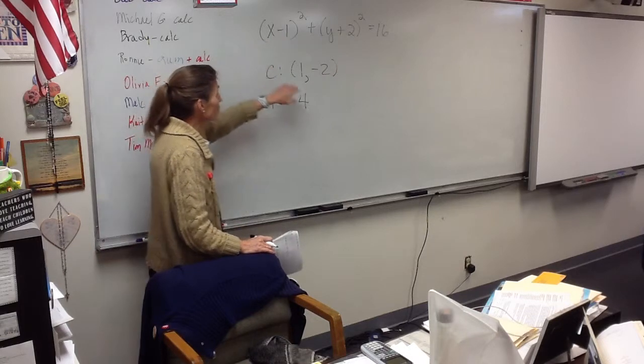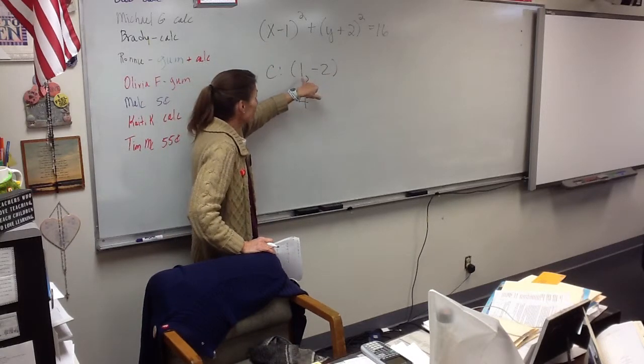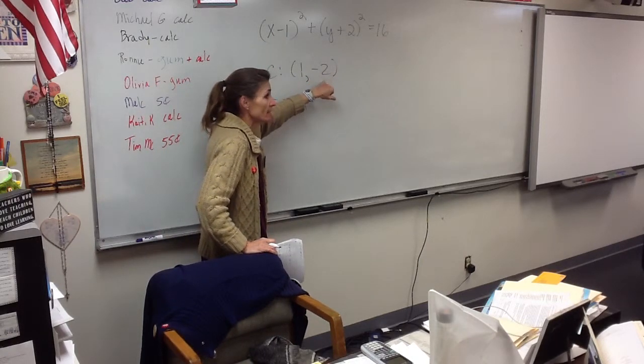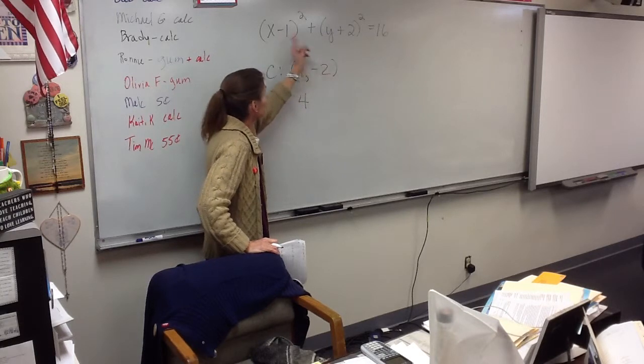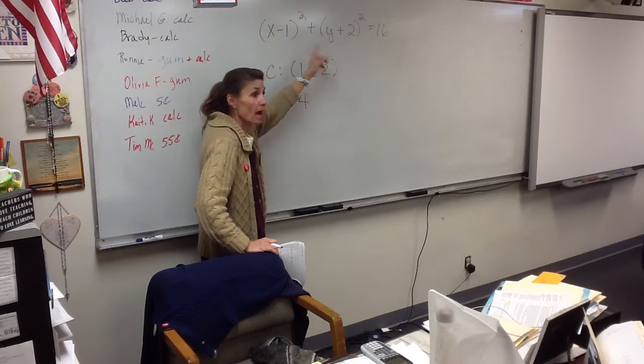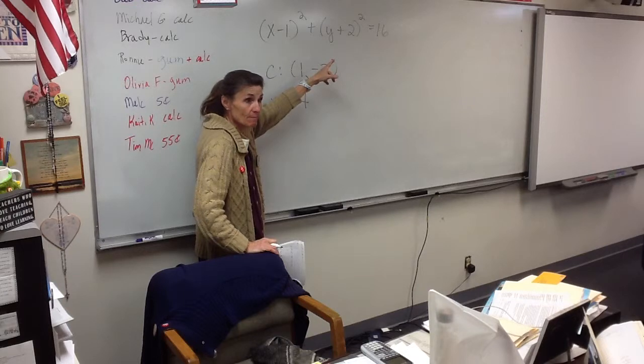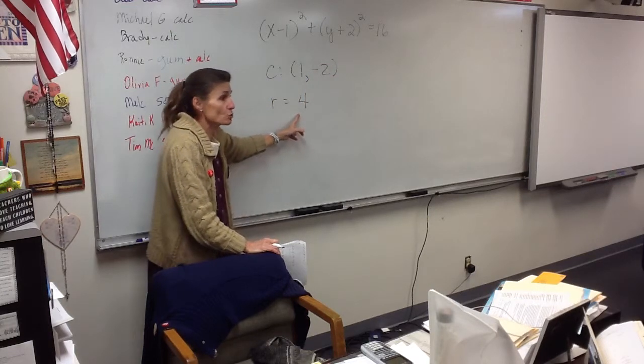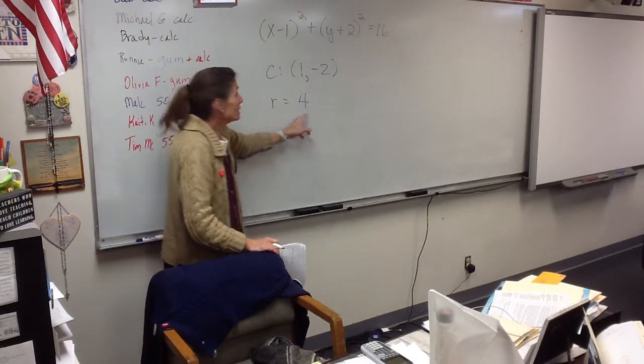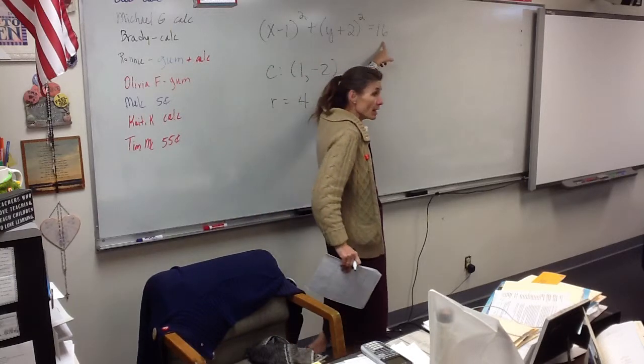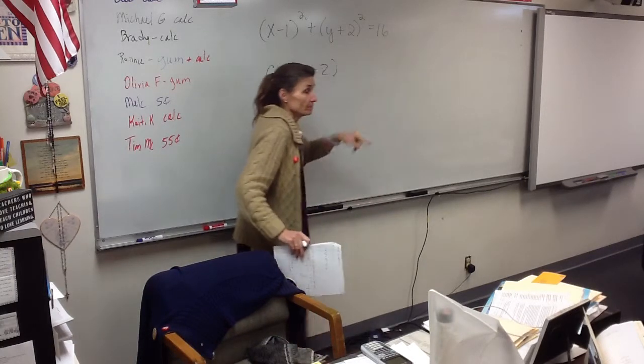Can you look at that equation and figure out where I got 1, -2? Yeah. See it right there? Yep, it's the opposite of what's in the parentheses. How about the radius? Where did that come from? It's the square root of that number.